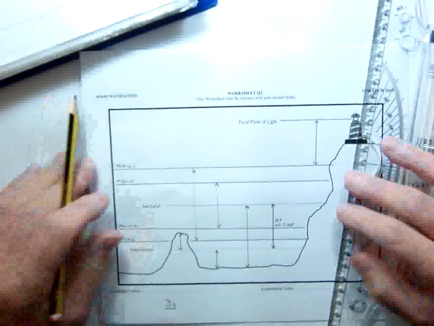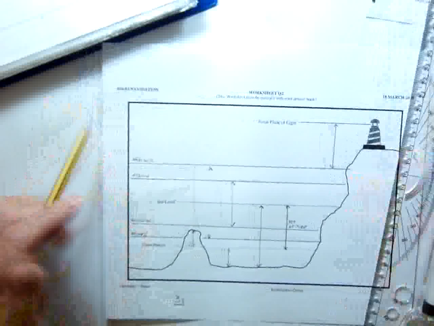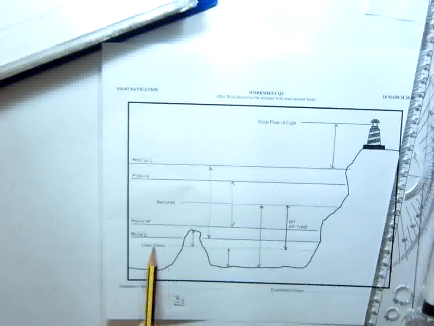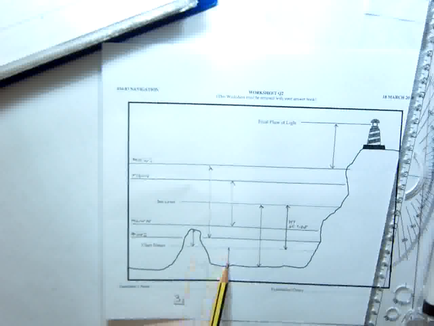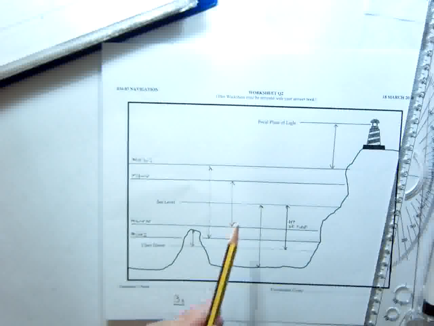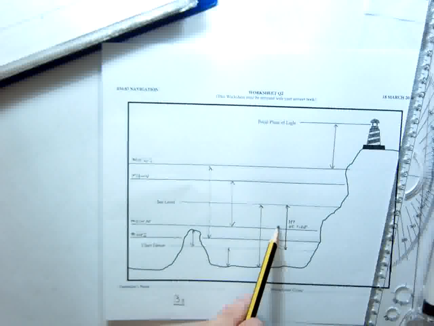So there we've just looked at the various information that we can pick off regarding heights of tide or height of the water. Chart datum, that's the depth indicated on the chart, and the charted depth is from chart datum to the seabed. The height of tide is from chart datum to the sea level. The depth of water is the sea level down to the seabed. So the depth of water is the height of tide plus chart datum.